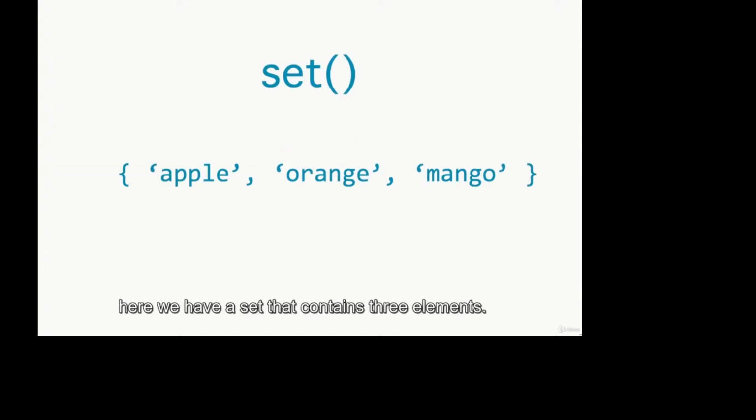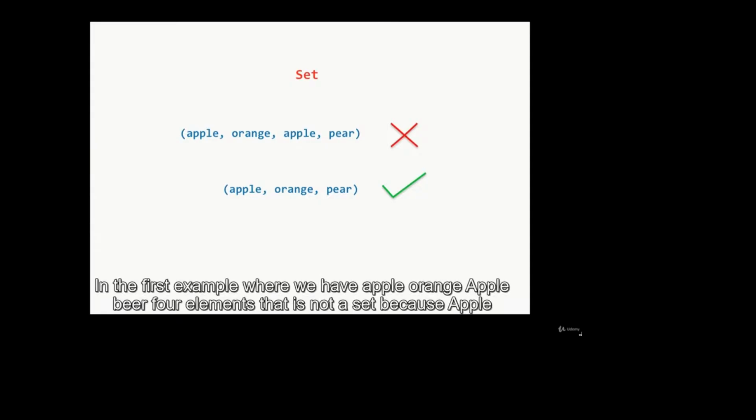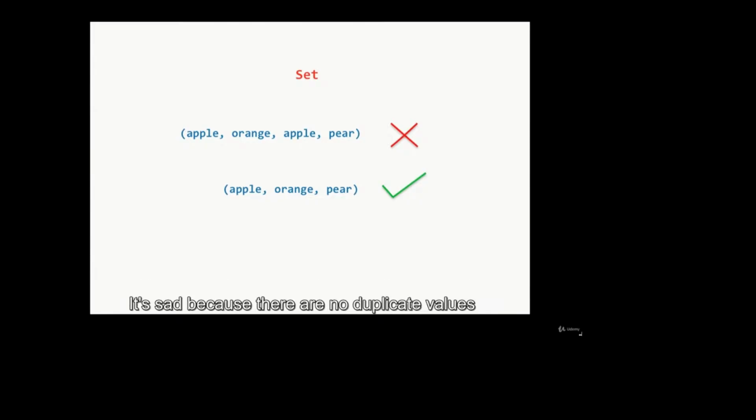Here we have a set that contains 3 elements, that is apple, orange, and mango. In the first example, where we have apple, orange, apple, pear, 4 elements, that is not a set because apple is repeated twice. The second example, where we have 3 elements, apple, orange, and pear, is a set.